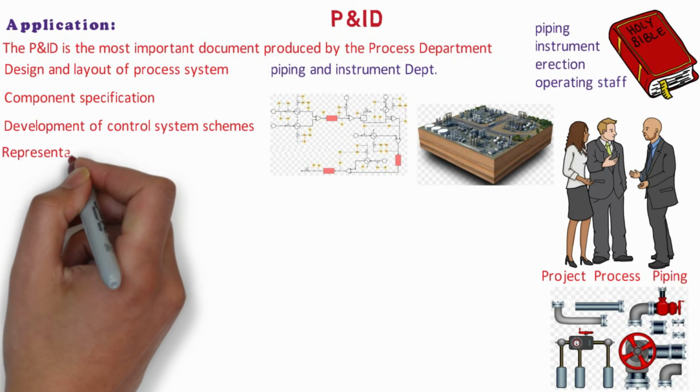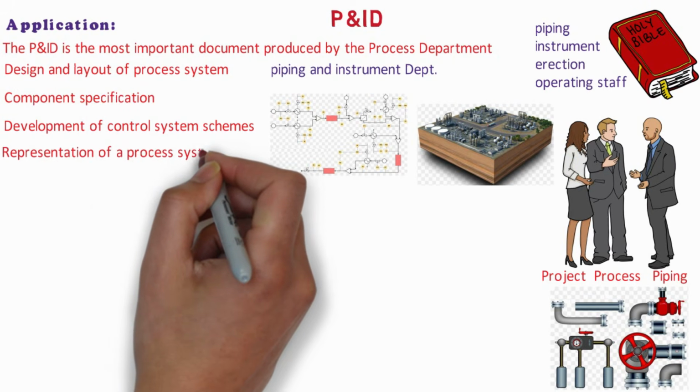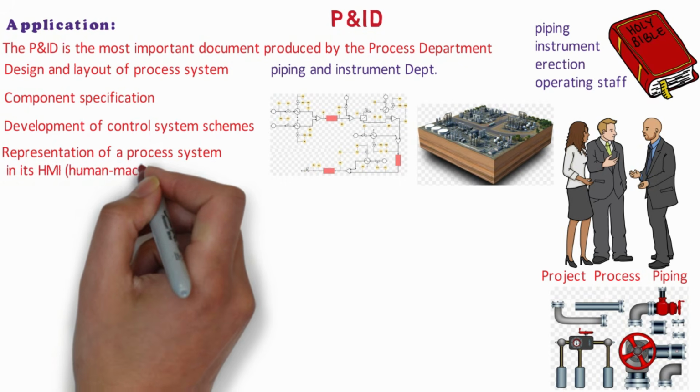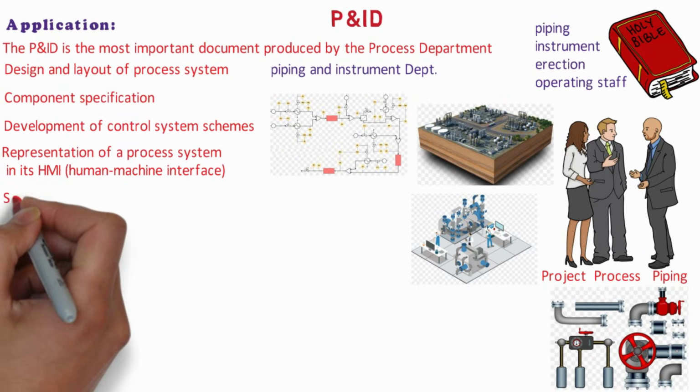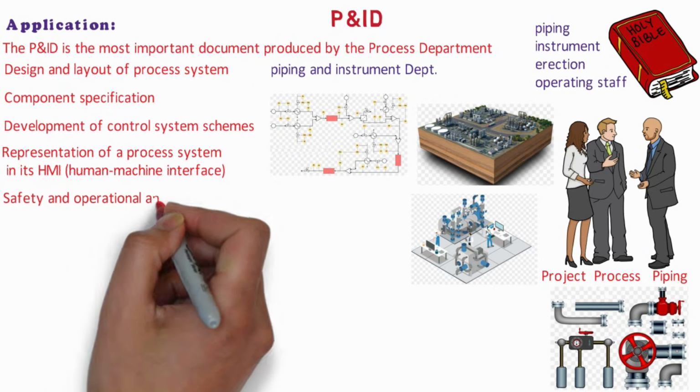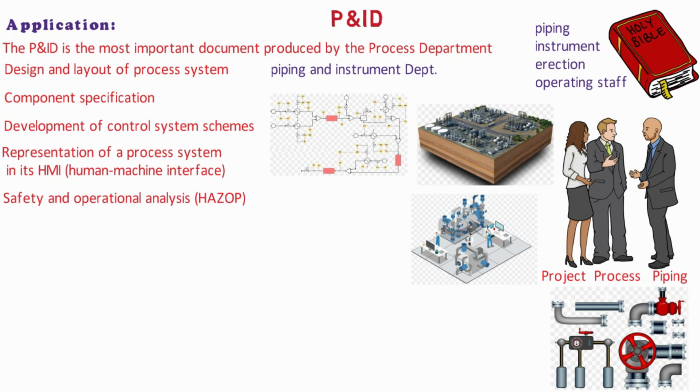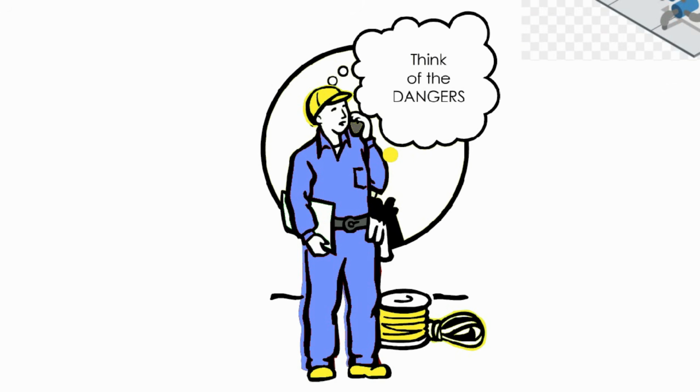P&IDs also are used as the basis for the live graphic representation of a process system in its HMI, that is human machine interface, or other control system. Safety and operational analysis (HAZOP), that is hazard and operability study. During the design stage, the diagram also provides the basis for the development of system control schemes, allowing for further safety and operational investigations, such as a hazard and operability study (HAZOP). To do this, it is critical to demonstrate the physical sequence of equipment and systems, as well as how these systems connect.